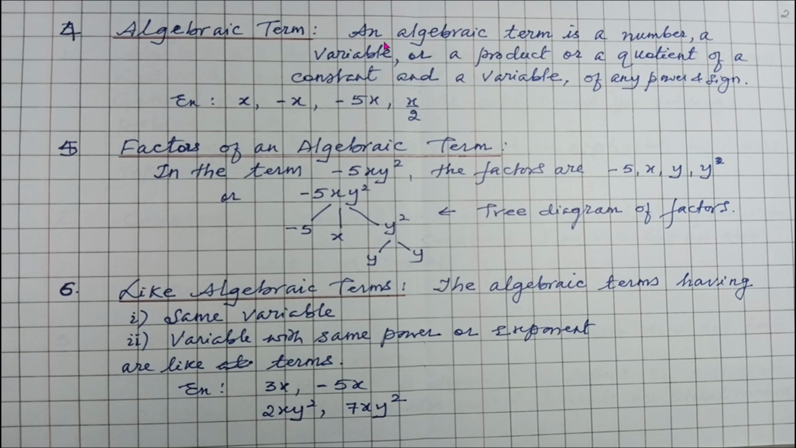Algebraic term. An algebraic term is a number, a variable, or a product or a quotient of a constant and a variable of any power and sign. Now, if you consider these examples here, x is a variable, but x is also an algebraic term. Minus x is an algebraic term. Minus 5x is the product of minus 5 and x. It is an algebraic term. x by 2 is a quotient. x divided by 2 is a quotient, and that also is an algebraic term.